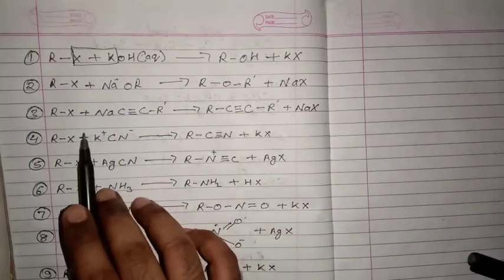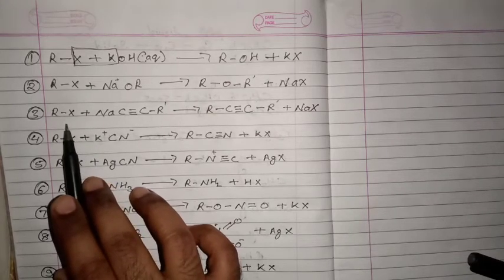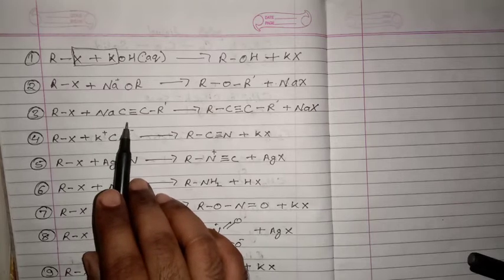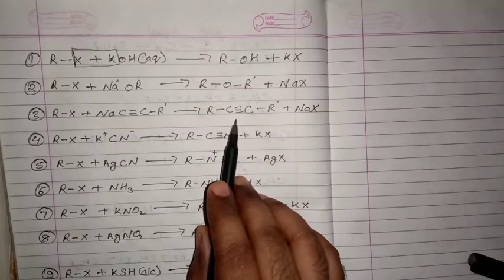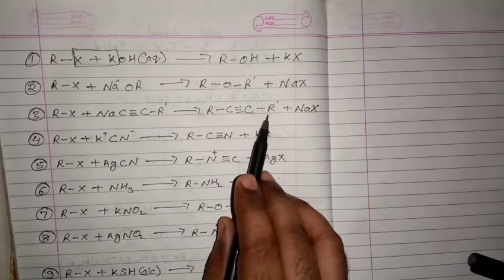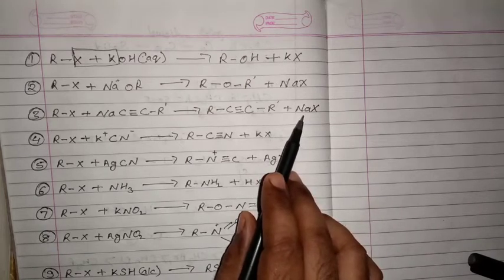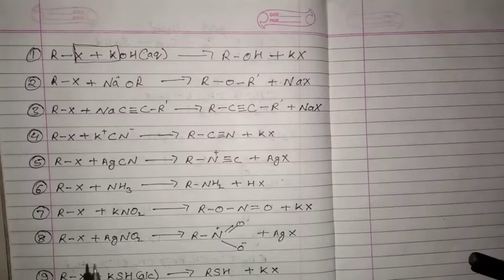It is for the preparation of higher alkynes. Suppose we have to prepare a higher alkyne, then a haloalkane is reacted with sodium alkynide, and a higher alkyne is formed. See this one, R-C triple bond C-R, and again the sodium halide is removed. So this is the method of preparation of higher alkyne. Then the fourth one is what?